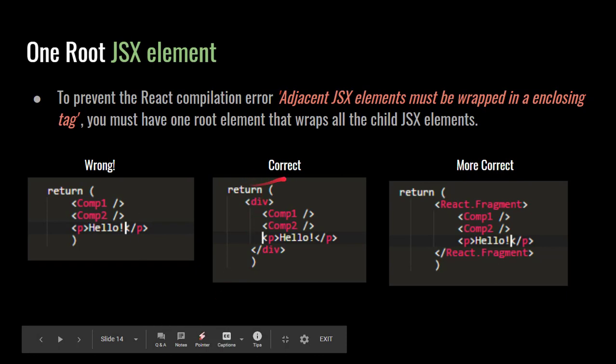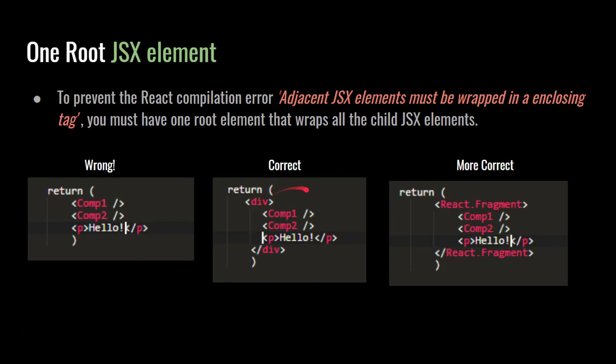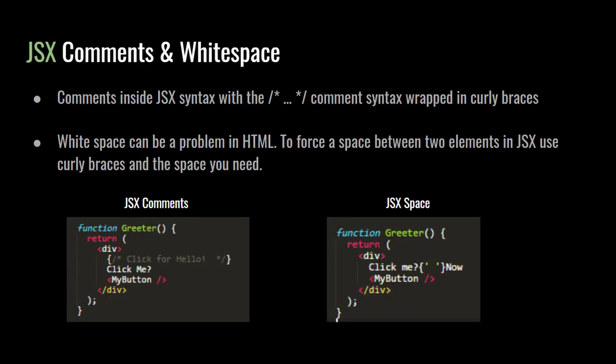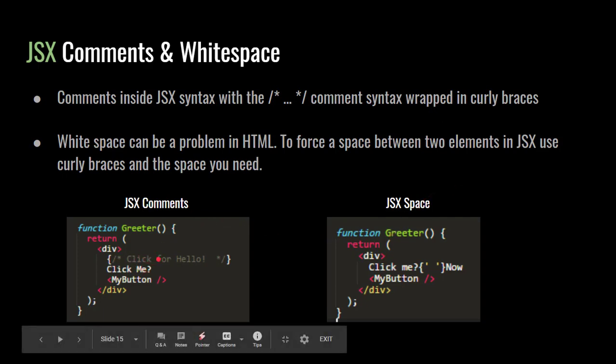If you notice, the correct way is to wrap it with a div tag, and the more correct way is to use this thing called React fragment, which I'll explain a little bit later. It's a built-in feature. Some tricky things to note. Okay, so comments and white space, just so you know, you have to add a comment in this fashion, which is a slash star dot dot dot. I get caught on that all the time, so you need to actually do something like that.